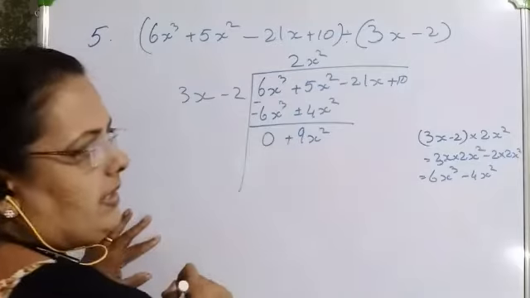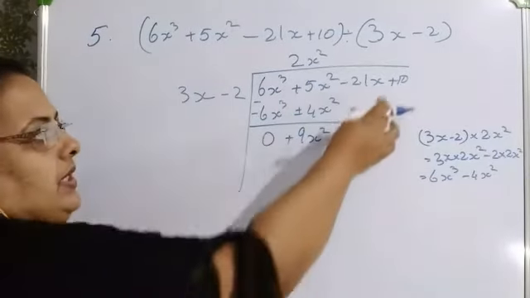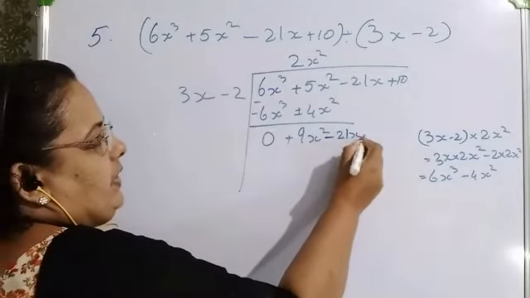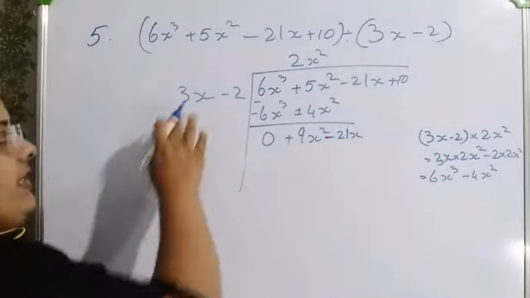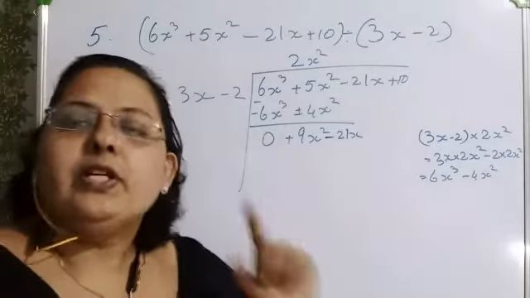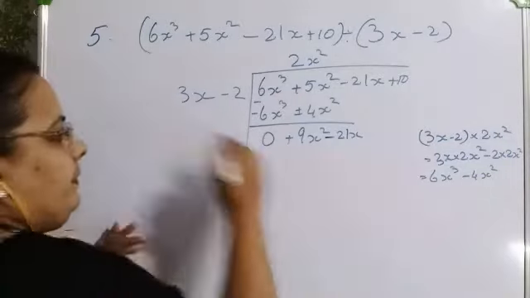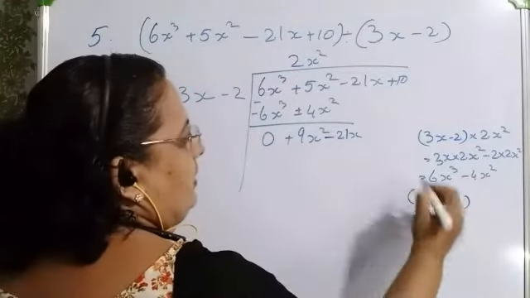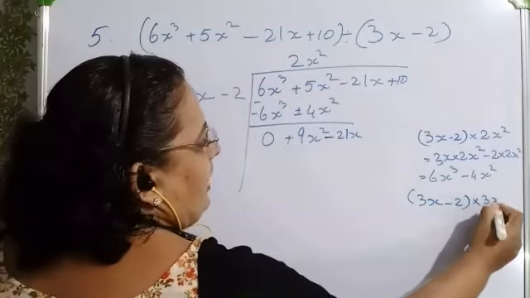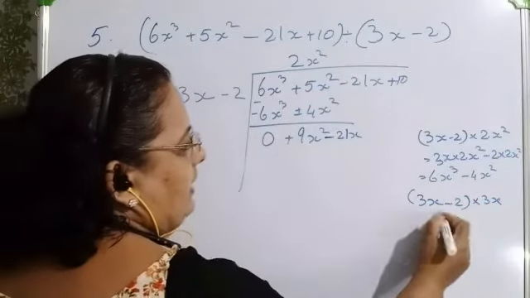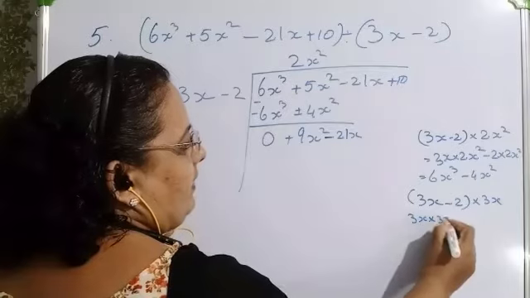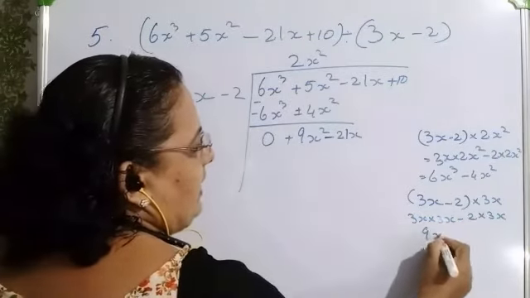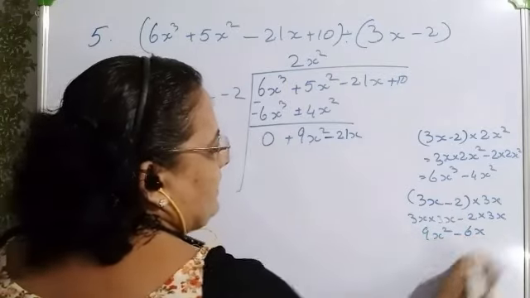Sign is plus. Now next point, what you have to do? This negative minus 21x we have to bring down. So minus 21x. Now we have to make this 3x as 9x square. So with what you have to multiply? 3x minus 2 has to be multiplied with 3x, right? Then only you will get that. That is 3x multiplied by 3x minus 2 multiplied by 3x, that is equal to 9x square minus 6x.